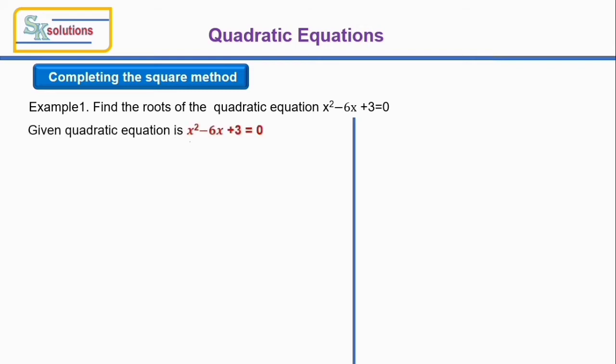Okay, the given equation is x squared minus 6x plus 3 equals 0. We are going to compare this equation with a squared plus 2ab plus b squared equals (a plus b) the whole squared, or a squared minus 2ab plus b squared equals (a minus b) the whole squared. You are very well aware of this identity, isn't it?